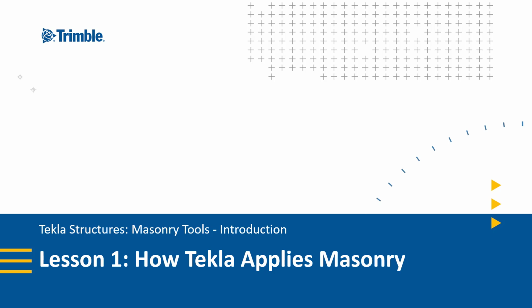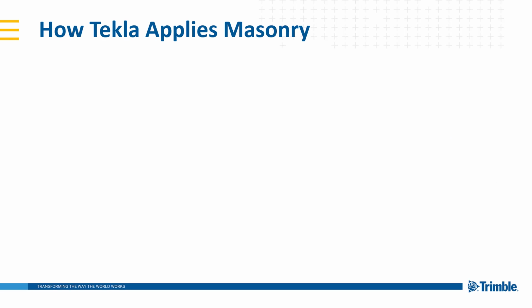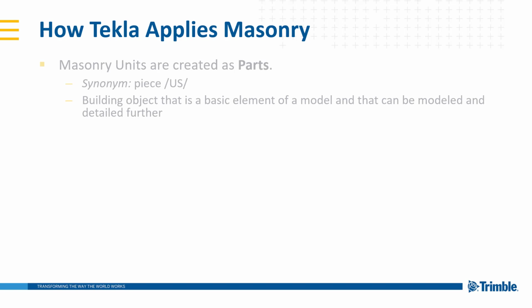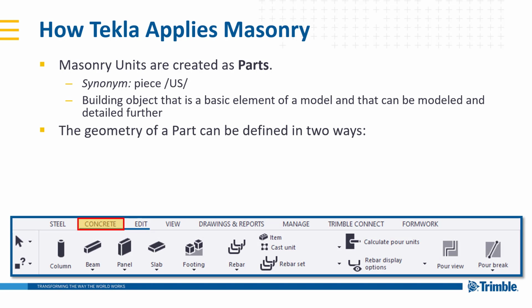Before we move on to our next lessons, we should take a moment to understand how masonry units are applied within Tekla Structures. Masonry units are created as parts, or a piece. Parts are a building object that is a basic element of a model, and that can be modeled and detailed further. The geometry of a part can be defined in two different ways.